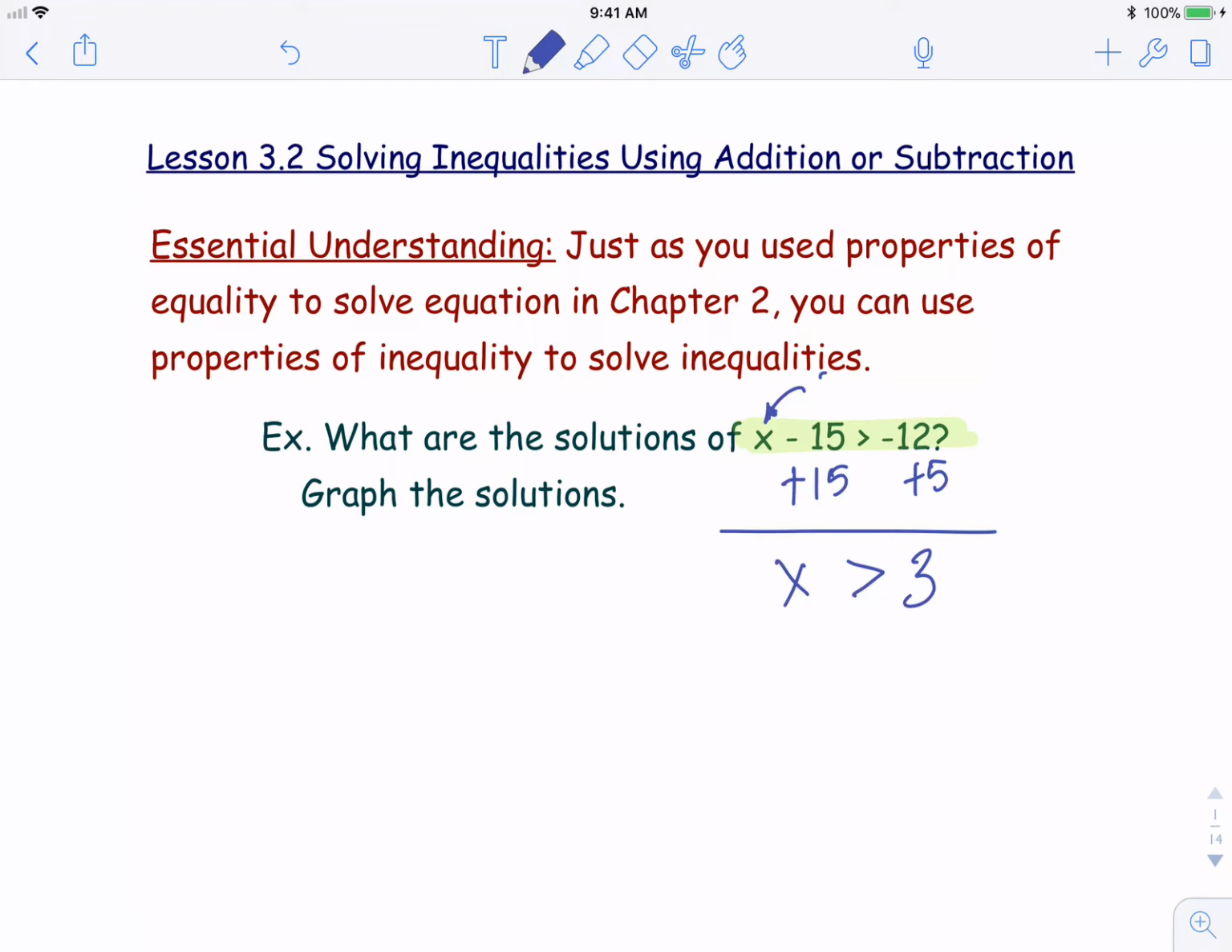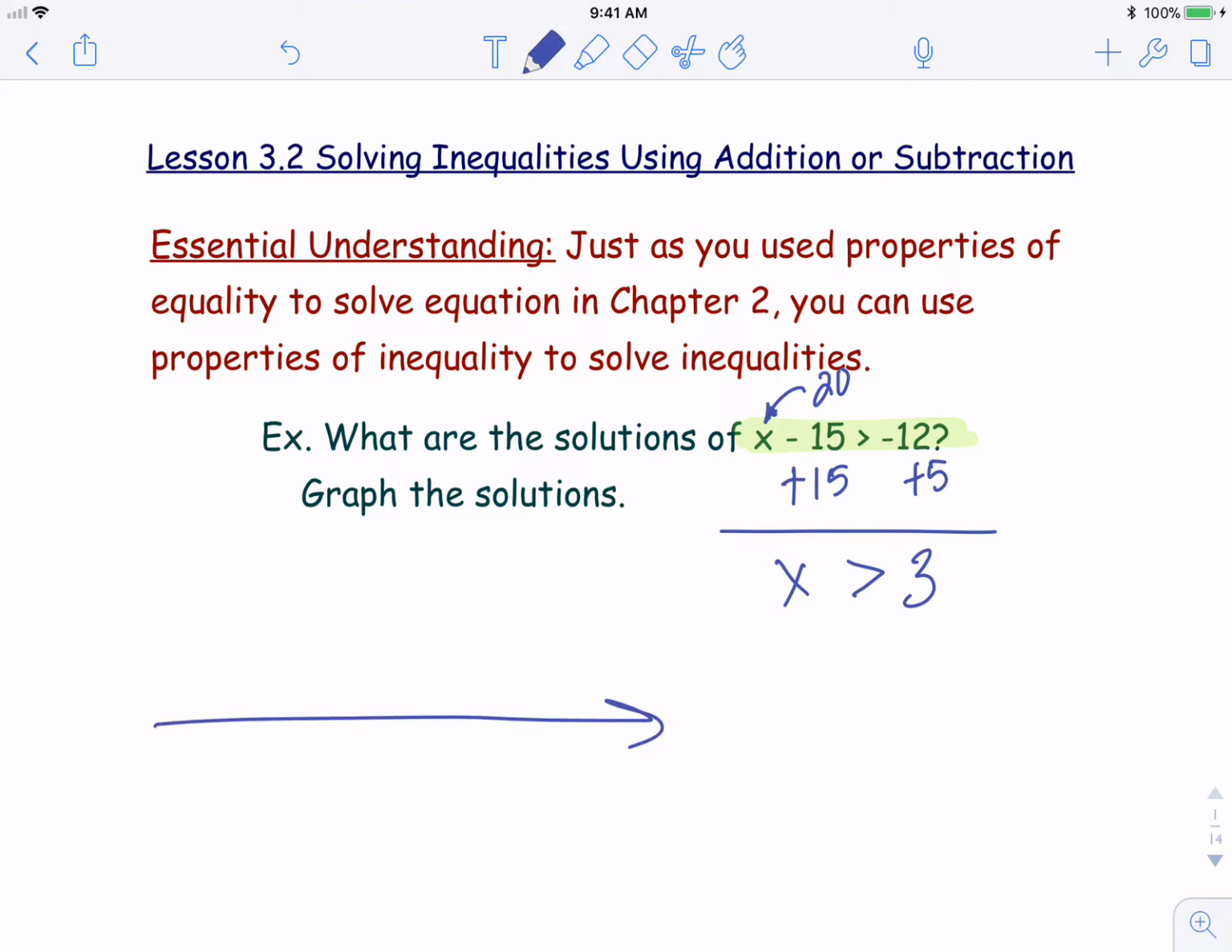I could also choose 20 to plug in there. If I plug in 20, I have 20 minus 15. I'm seeing, is that greater than negative 12? Well, 20 minus 15 is 5. Yes, 5 is greater than negative 12. So that also works. To show that I have multiple solutions to this inequality, I'm going to graph my solutions using a number line.